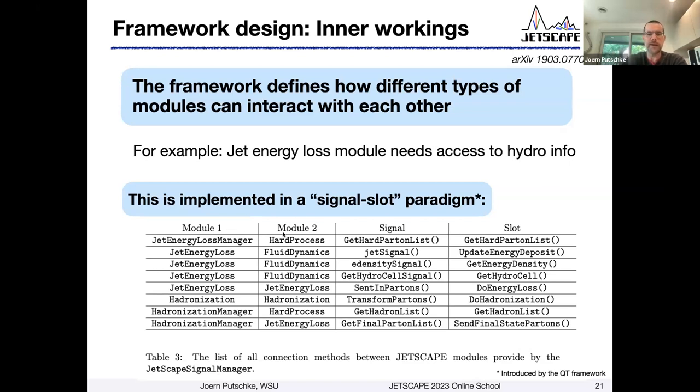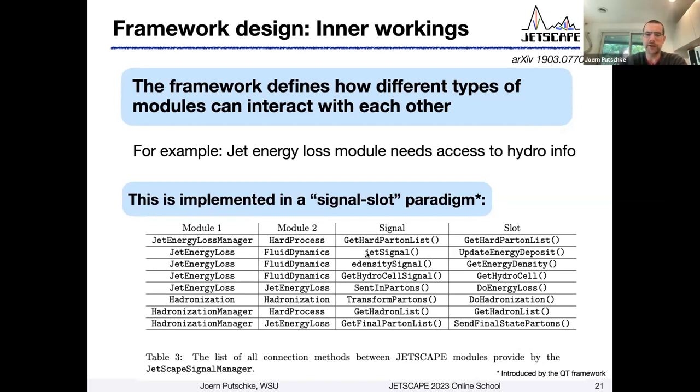We have different signal slots which provide different information, and all of them are managed and can be checked and also potentially modified as necessary in what is called the JETSCAPE signal manager instance. If you want a little bit more discussion on what data types get exchanged between the different modules, then I refer you to our JETSCAPE manual, which you can find on the arXiv.